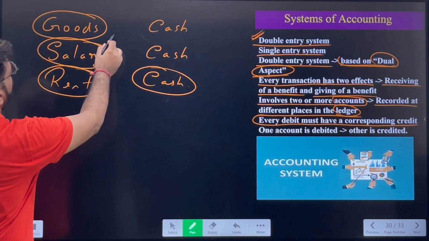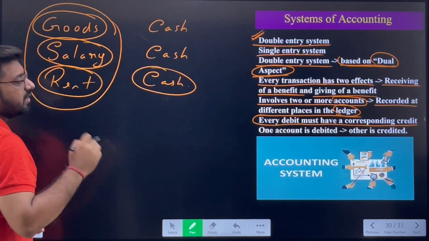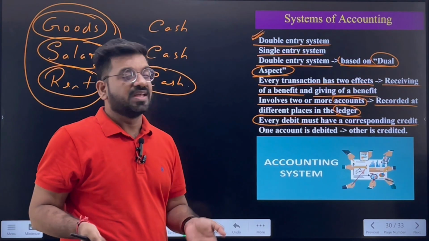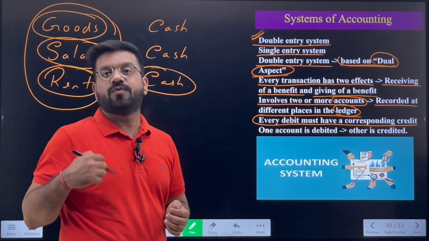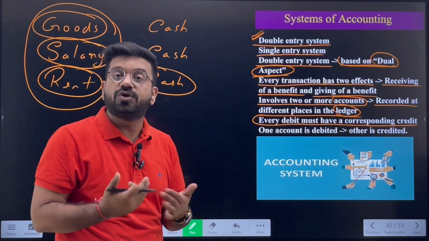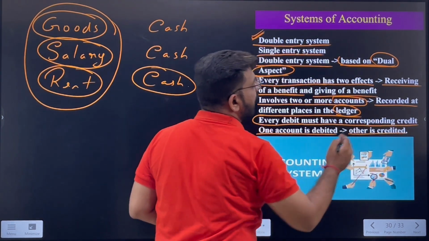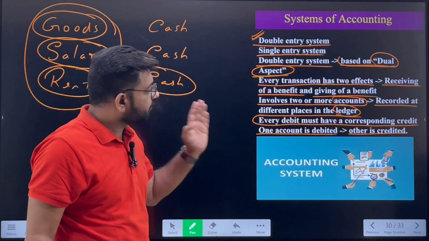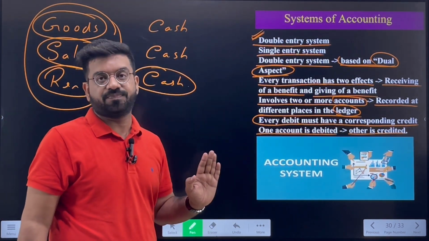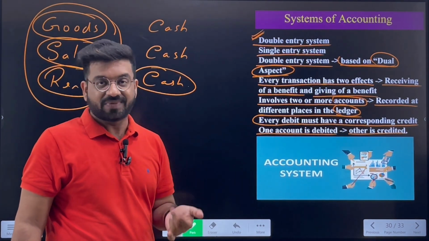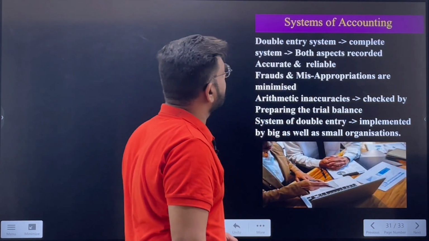So in all these things, something will have a debit effect, and the other item will have the credit effect. So obviously, this is how the double entry system works, which says for every debit there should be a credit as well. One account is debited and the other one has to be credited. So this was the meaning of double entry system, where all the transactions have to be recorded in two places.